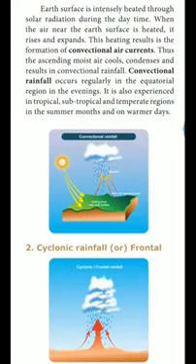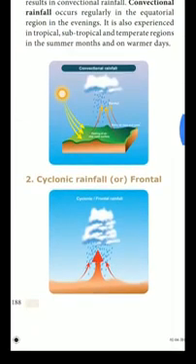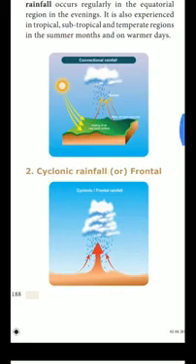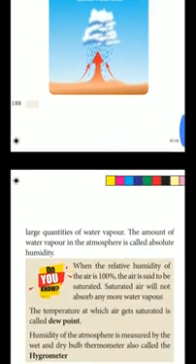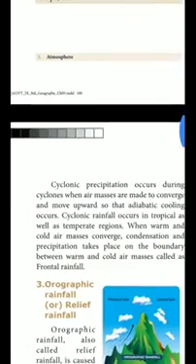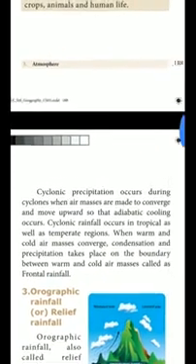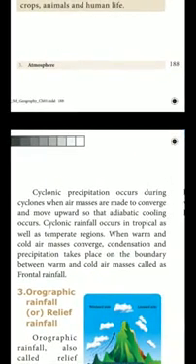Next, second one is the cyclonic rainfall. What is another name for cyclonic rainfall? It is the frontal rainfall. What do you know about cyclonic rainfall? Cyclonic precipitation occurs during a cyclone. When does it occur? During the time of a cyclone.